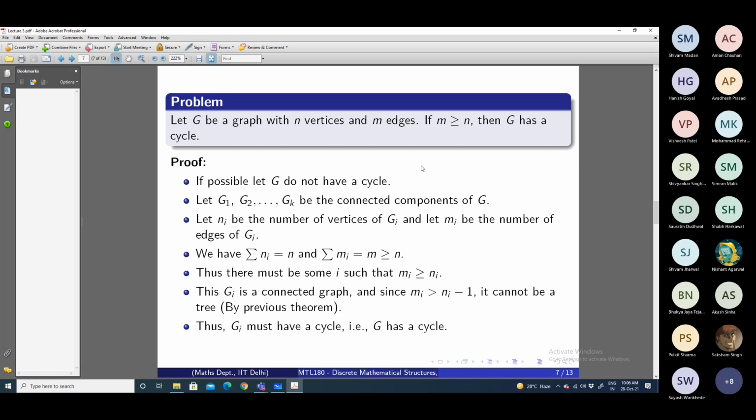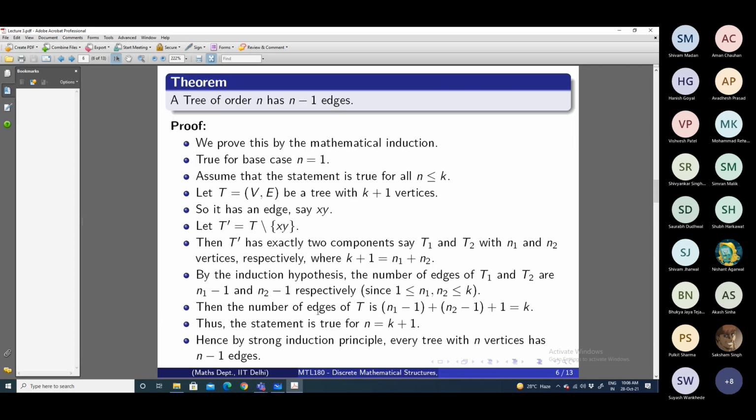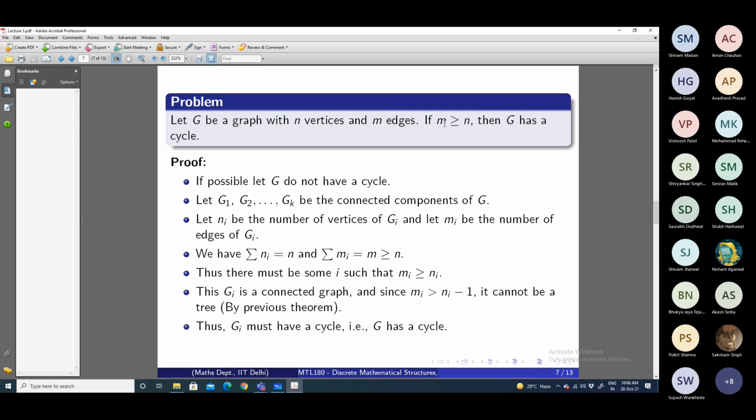Okay. Now here is the proof. Note what we have seen here. If a graph is a tree, then it has exactly n minus 1 edges, right? That means the number of edges is strictly less than the number of vertices. And here we are saying that the number of edges is bigger than or equal to n, then we are saying that it has a cycle. But we did not mention whether G is connected or not. Okay, so first we assume that, if possible, let G not have a cycle.